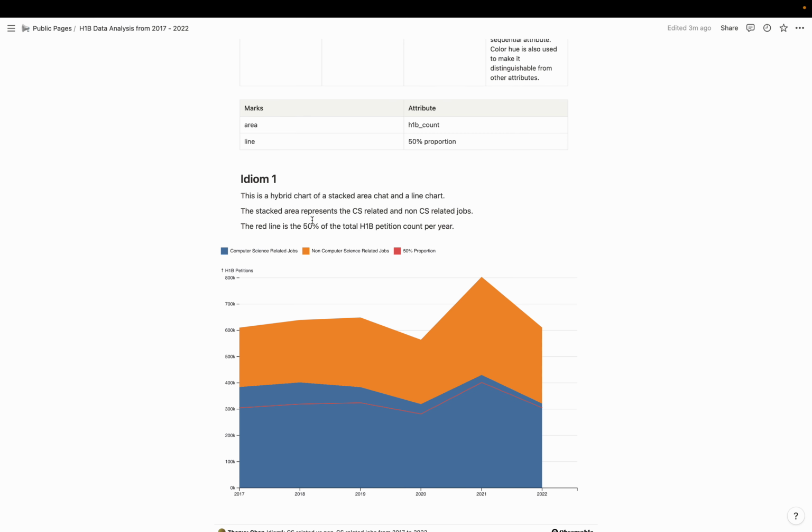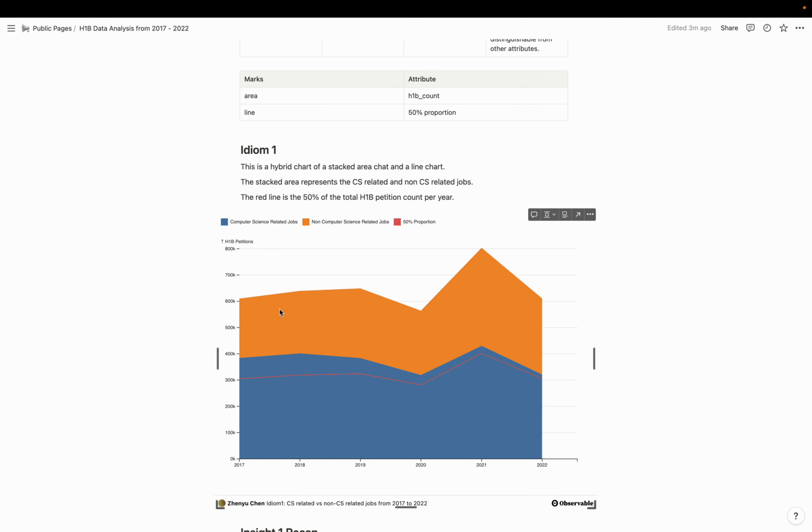This idiom is a hybrid chart of a stacked area chart and a line chart. For the stacked area part, CS computer science related jobs and non-computer science related jobs are being visualized in the stacked area chart. And for the line chart, there's one line, which is the 50% proportion line, and that is half of the total H1B competition count of each year.